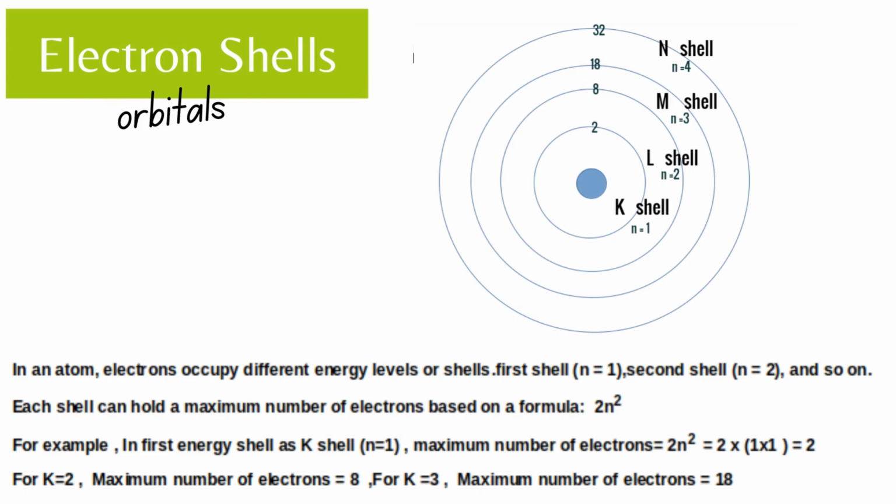The electrons in an atom are arranged in shells that surround the nucleus. K is the first shell and it has a maximum of 2 electrons. L is the second shell with 8 electrons. M is the third shell with 18 electrons. N is the fourth shell with 32 electrons.